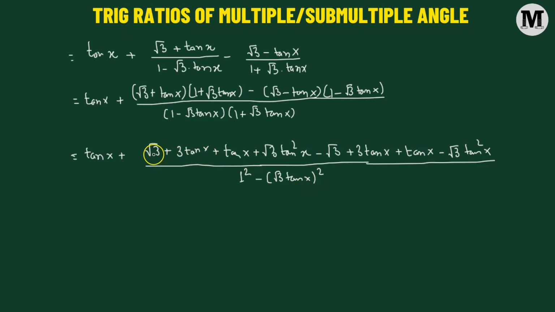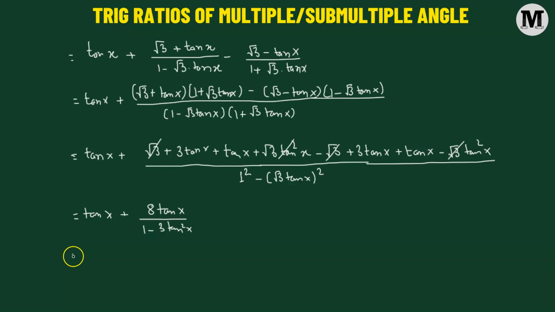Now let's compute the numerator portion. So square root of 3 and negative square root of 3 get cancelled out. We have positive square root of 3 tangent squared x, that also gets cancelled out. And now we are left with, in the numerator, tangent of x plus 3 tangent of x plus tangent of x. So that's going to be 4. 4 plus 3, that's 7. 7 plus 1, so we have 8 times tangent of x in the numerator. Divided by, in the denominator, we have 1 minus 3 times tangent squared x.